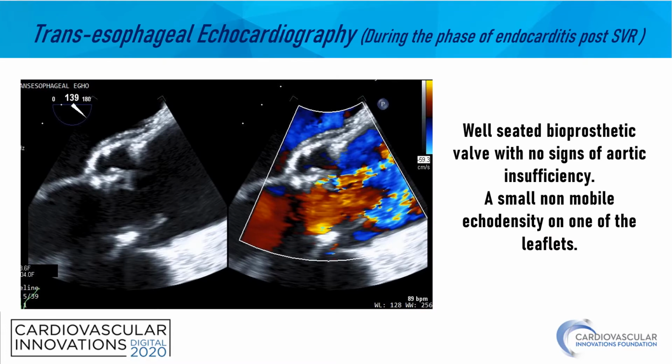This is the transesophageal echocardiography obtained at the time of diagnosis of endocarditis, revealing vegetation with no signs of aortic insufficiency.